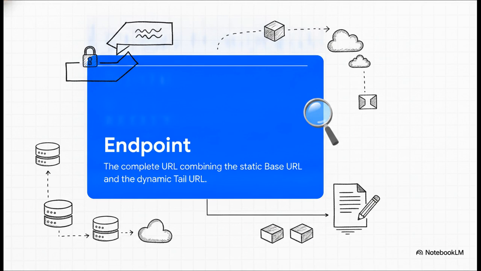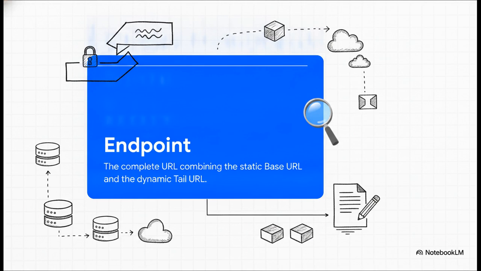First, the base URL. This is the static domain, like https://api.site.com, and it rarely ever changes. Then you have the tail URL, which is the dynamic path attached to the base, like /users?page=2. This part changes all the time depending on what exactly you're trying to do.